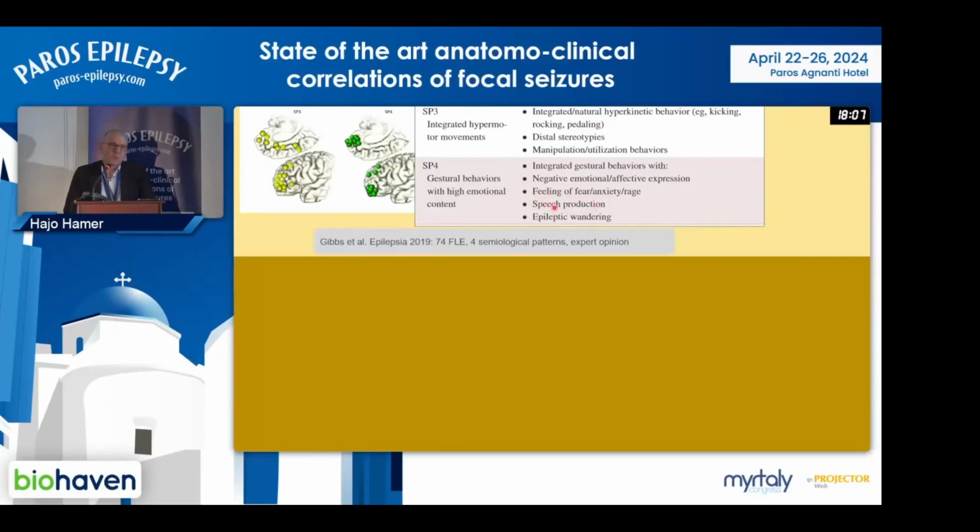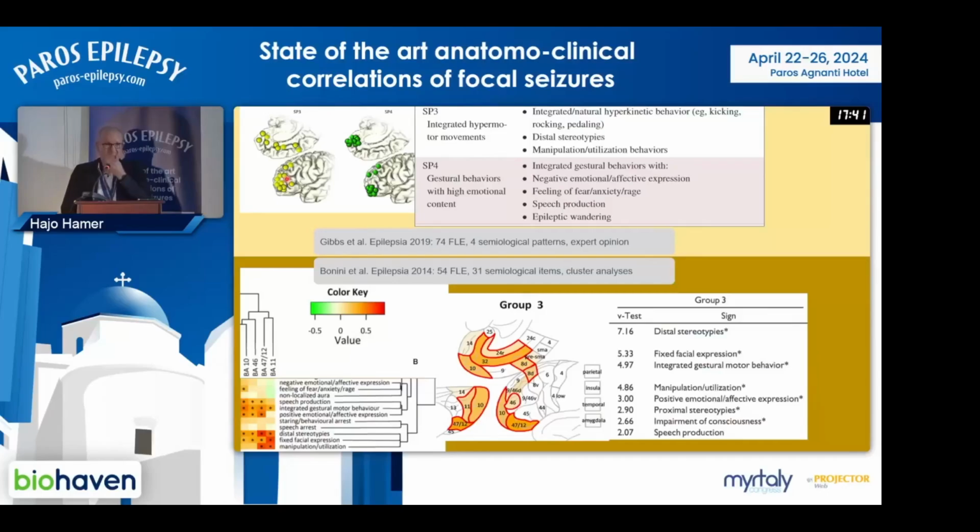Speech production was one striking feature in this area. When we look at hyperkinetic behavior, which they defined as kicking, rocking, paddling, stereotypies, manipulation, utilization, it was more widespread, but including also some seizure onset zones in the frontopolar area. Let's look at the other one, and this is aggregated data.